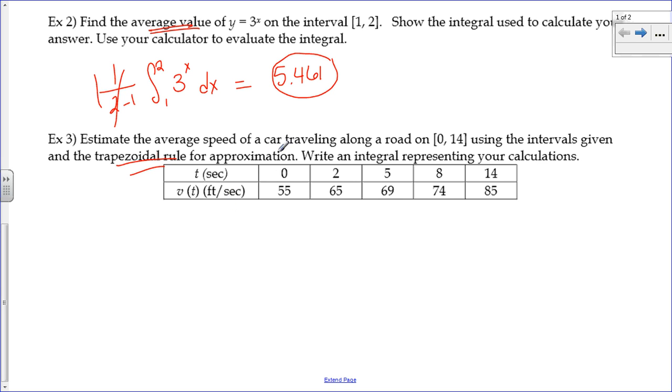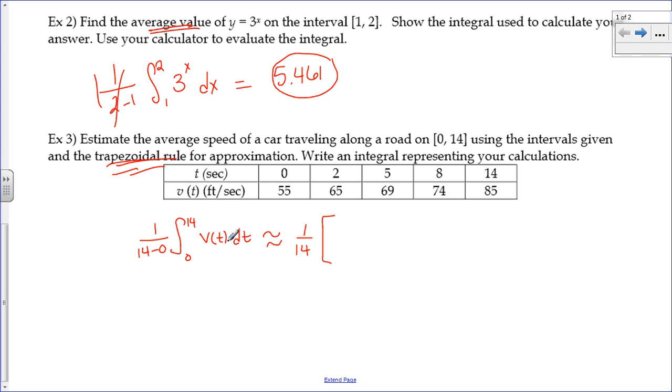All right, so if I want the average value of velocity, or in this case speed, because velocity is always positive, if I want the average speed on a certain interval, I really need 1 over 14 minus 0, the integral from 0 to 14 of v of t dt. I need to evaluate this integral. Well, I can't because I don't know a function for velocity. So this has approximately a value of 1/14th the area under the curve as found by using trapezoids.